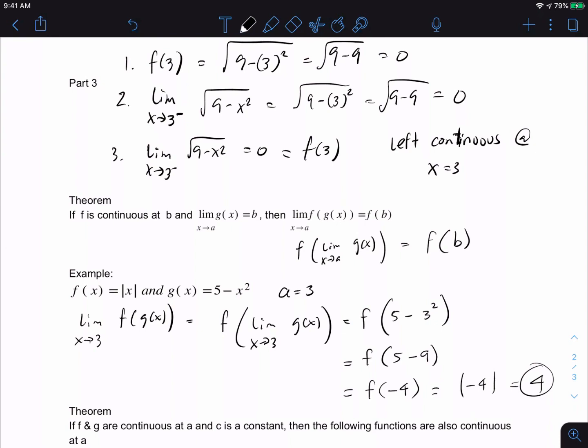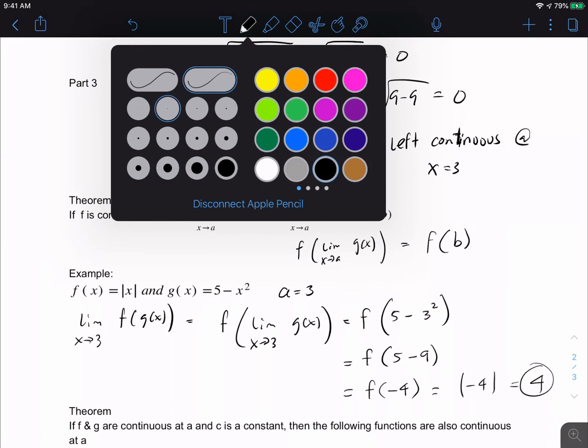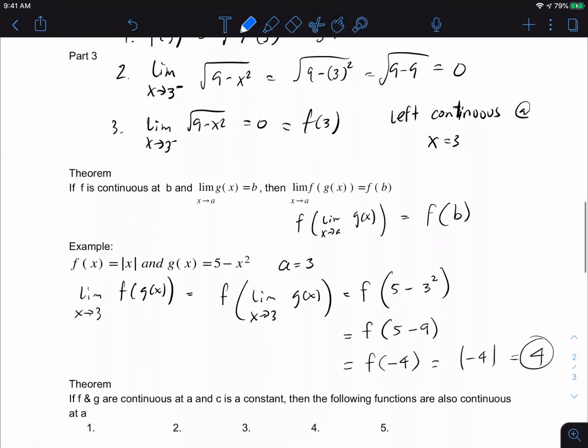If you didn't do it that way, it's perfectly fine. I'm going to show you another way, and I'll do it in a different color just so you guys can see it. So let's say that we did it this way. The limit as x approaches 3 of f of g of x. And instead of plugging in the limit into the beginning, I changed it and put in the function. So I went, okay, the limit as x approaches 3 of f of 5 minus x squared.